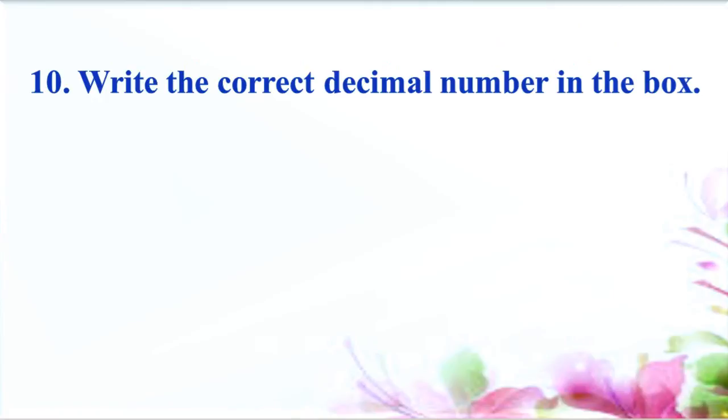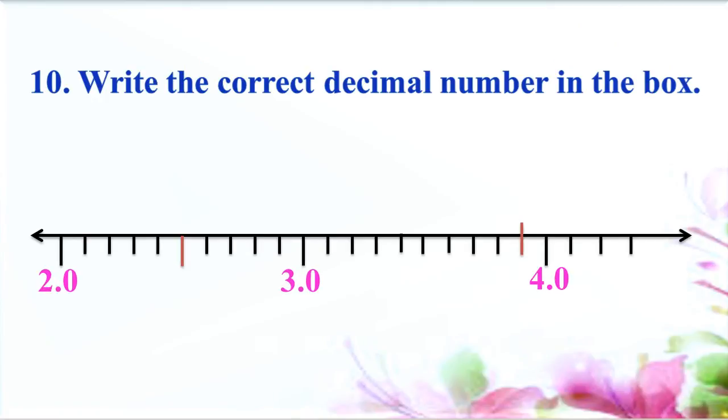Write the correct decimal numbers in the box. So we have 2.0, and colored in between, 3.0 and 4.0. Now we want to find what that number is. In between we have 10 equal parts, am I right? So count 2.1, 2.2, 2.3, 2.4, 2.5. So right here that is 2.5. Then the next one, after crossing 3.0, am I right? So start to count 3.1, 3.2, 3.3, 3.4, 3.5, 3.6, 3.7, 3.8. Now we'll get 3.9. So write 3.9.